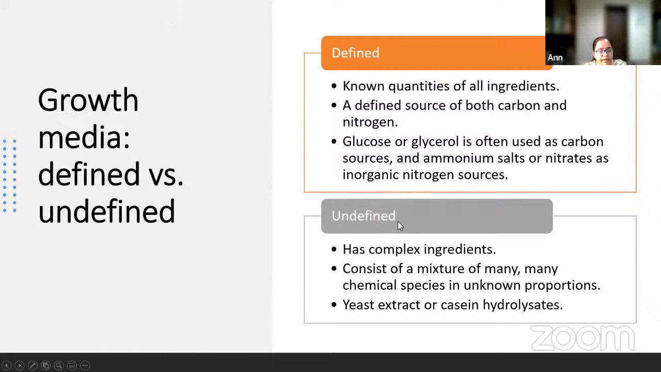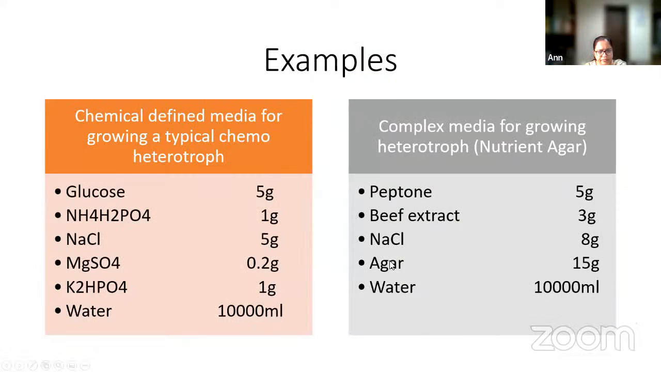And then you look at the undefined group of medium. Here we have complex ingredients. These consist of a mixture of many chemical species, which you may have in unknown proportions. And then you have yeast extract, casein hydrolysate, or maybe feather hydrolysate, hair hydrolysate. Whatever you can think of can be used in the undefined category. So we have an example of both of them.